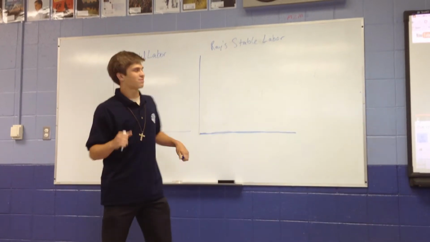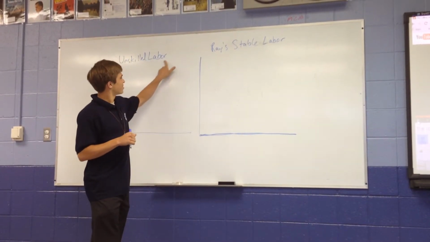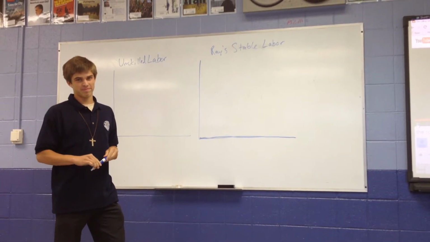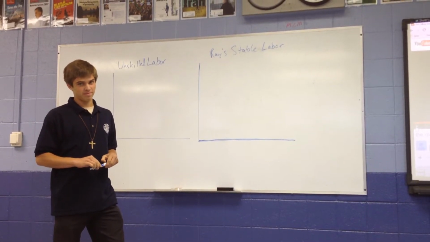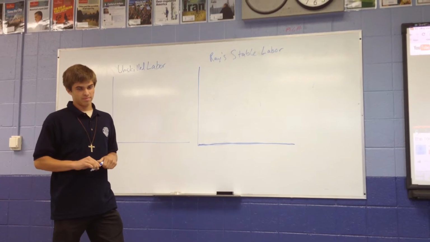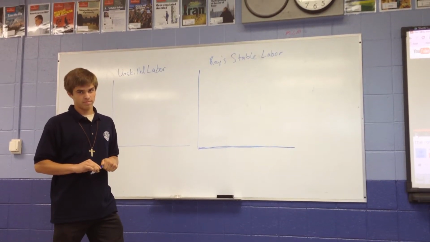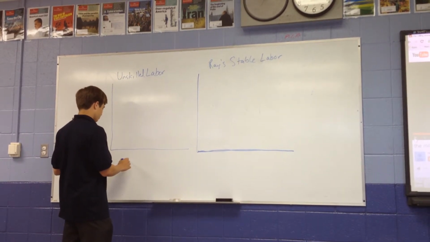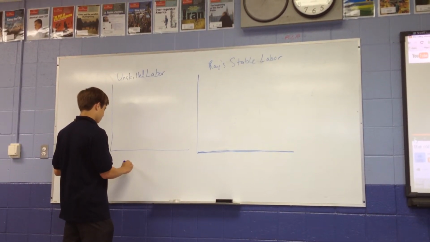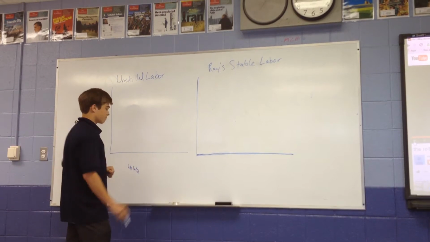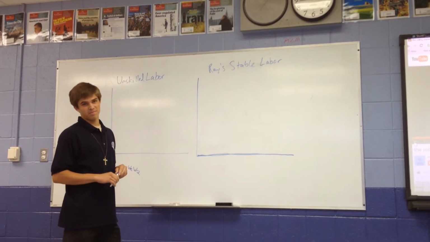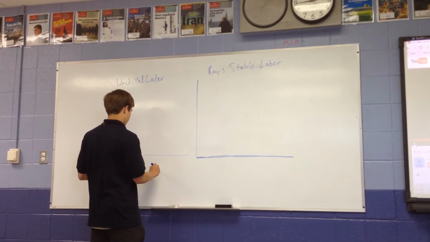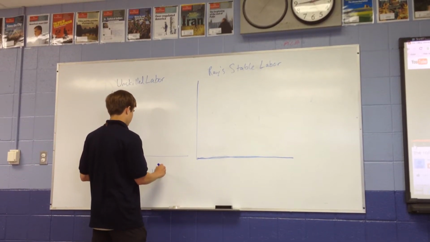Raise Stable hires workers in a perfectly competitive factor market for unskilled labor. A. Using correctly labeled side-by-side graphs for the labor market in Raise Stable, show each of the following. 1. The equilibrium wage and the quantity for unskilled labor, labeled WE and QE respectively. And 2. The wage paid by Raise Stable and the quantity of unskilled labor hired, labeled WR and QR respectively.